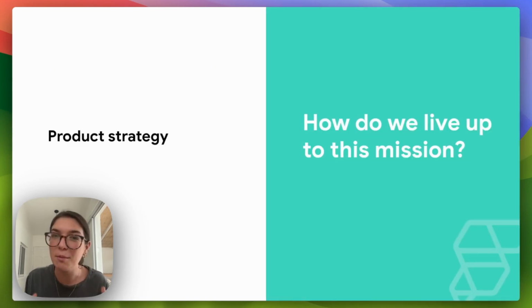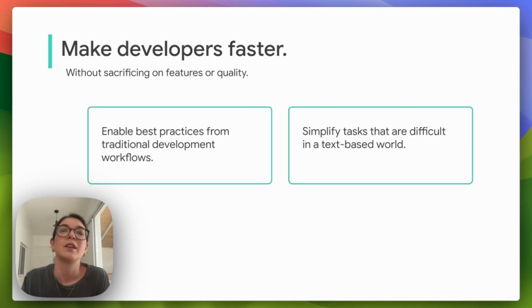So I want to talk a little bit about our product strategy and how we actually live up to this mission. Well, when it comes to making developers faster, like I said, it's our goal to make sure that we aren't asking you to sacrifice on features in your app or the quality of the app that's generated from FlutterFlow. And the way we're trying to bring this vision to life is in two main strategic areas. The first one is taking a look at software development best practices in traditional Flutter or Dart workflows and bringing those best practices into the FlutterFlow application itself.